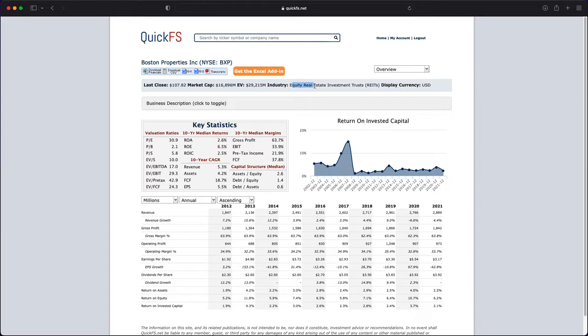So this is an equity real estate investment trust, or a REIT. They have a market cap of $16 billion and an enterprise value of $29 billion, which suggests they have about $13 billion in net debt. This is an extremely leveraged company.